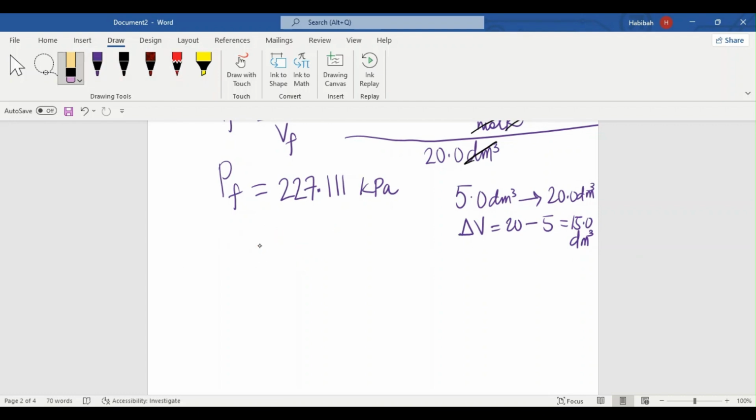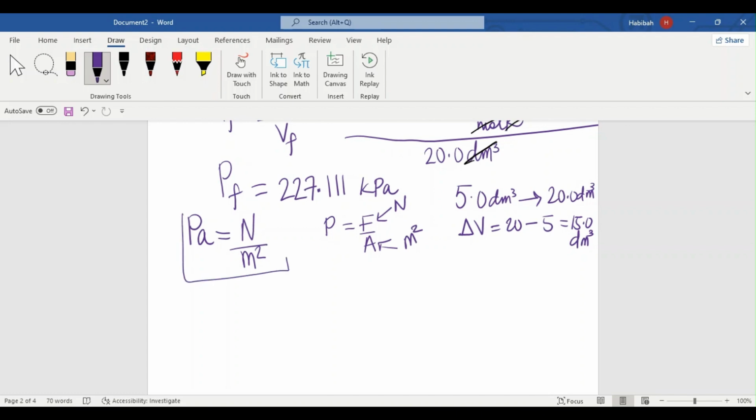Before we go on, I need to quickly explain something. Pascal is a unit for pressure, but a pascal is also equivalent to Newton per meter squared. Don't forget that pressure really is force divided by area. The unit for force is Newton and the unit for area is meter squared, hence Newton per meter squared, and that is what is equivalent to pascals. You can see here that we've got dm cubed and we've got pascals.